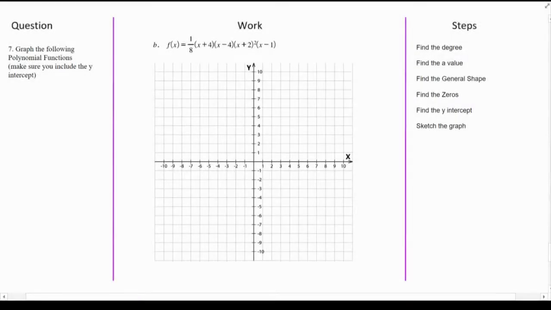Here we're asked to graph the following polynomial, and we also need the y-intercept. A lot of things that we got to do here. The first is find the degree.